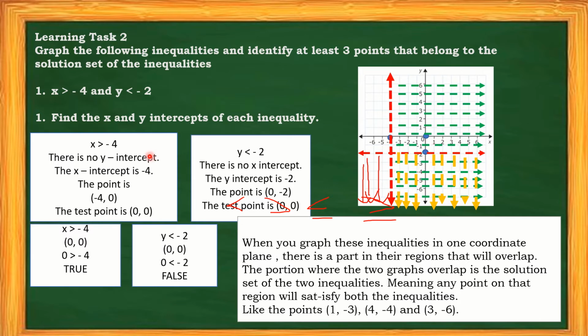So, eto yung solution ng system ng inequality na to na x is greater than negative 4 and y is less than negative 2. So, meaning any point in that region will satisfy both the inequalities. So, lahat ng points dito sa region na to kung saan nag-overlap, solutions ng systems na given natin. So, say for example, we have the point, okay, this point, the coordinates of that is 1, negative 3, and we have this point, 4, negative 4, and we have this point, 3, negative 6. So, lahat ng nandito, say for example, this one, 1, negative 6. So, kasama din yan.